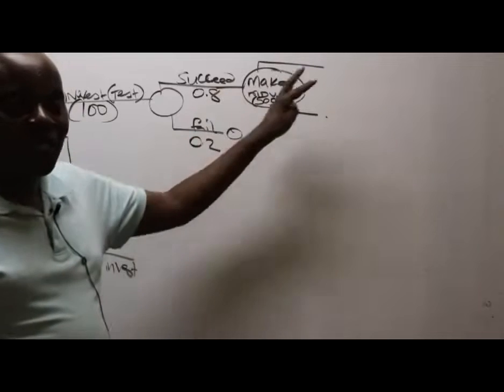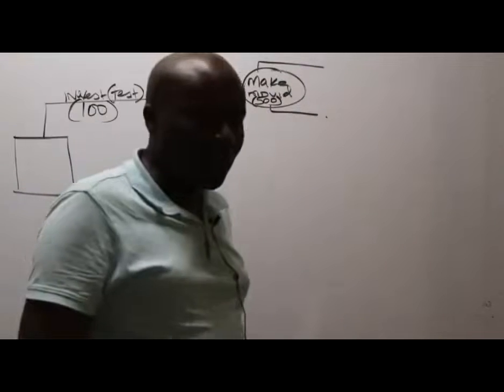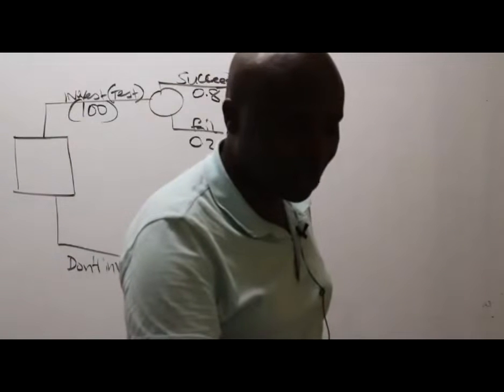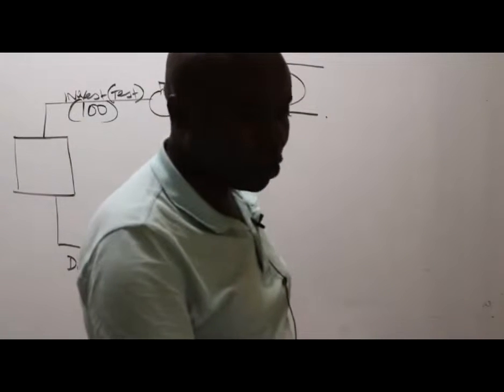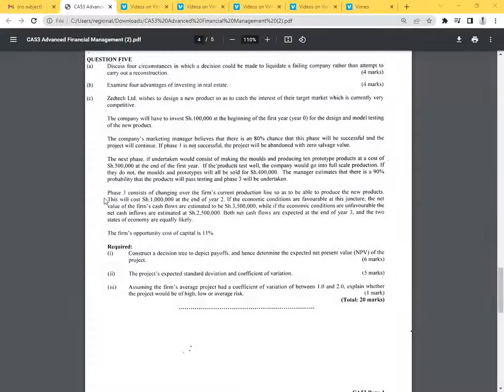They are slippery. So what have they told us, ladies and gentlemen? What they've told us here in the question is this: that the next phase, if undertaken, would consist of making the molds and the prototype, producing 10 prototype products at a cost of 500 at the end of the first year. Remember, they never told us 500 each. If they told us 500 each, then I would have multiplied to get the total cost. Here it is the 10 prototype products that will cost 500 in total.